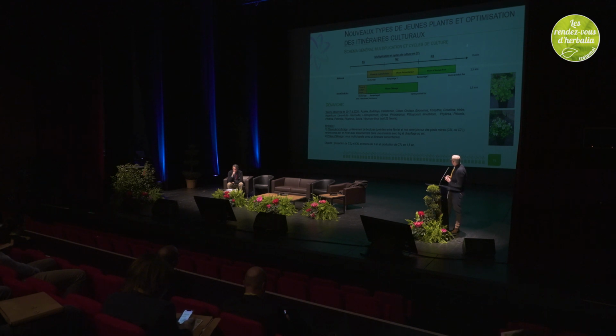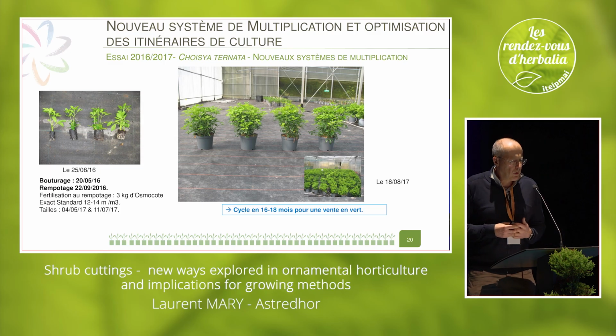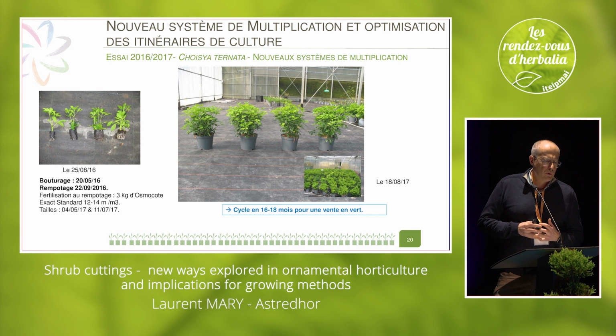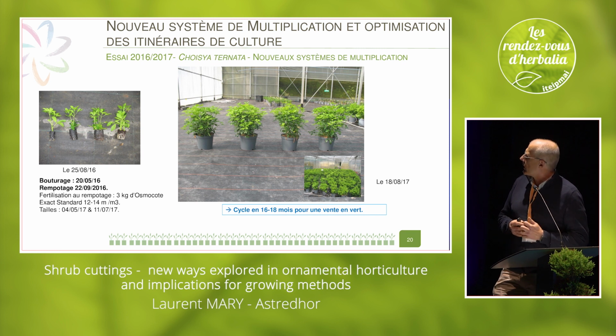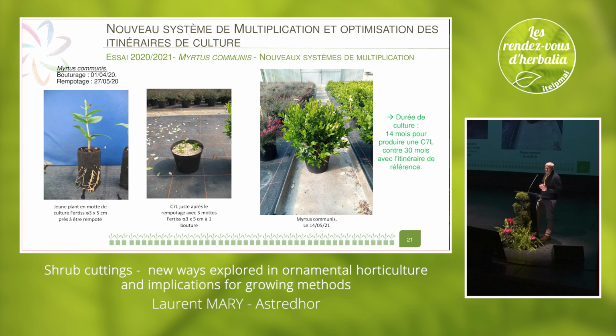And we started doing this on several taxons, about 20 actually, with pretty interesting results so far, because for Choisia, after 16 or 17 months, instead of 2 years and a half, we have plants that are ready to be sold, with populations that are very homogeneous, that reflect the potential of this multiplication technique. Another example on this plant.